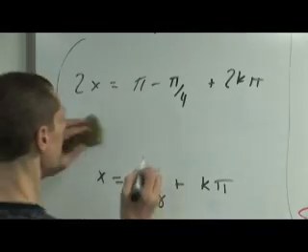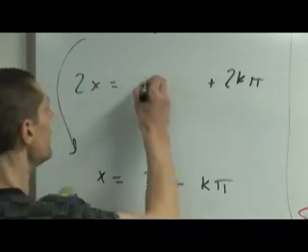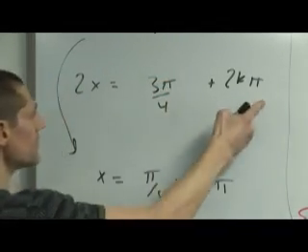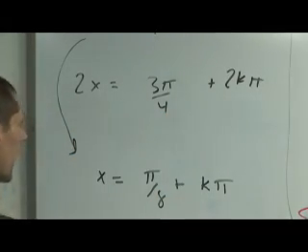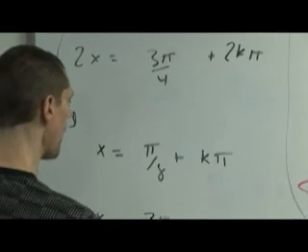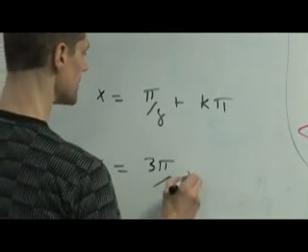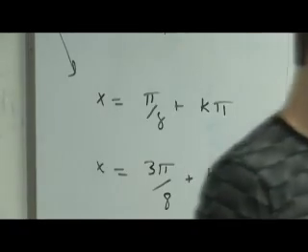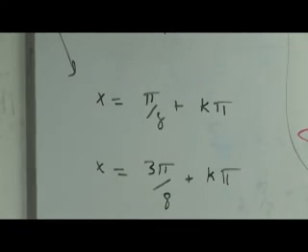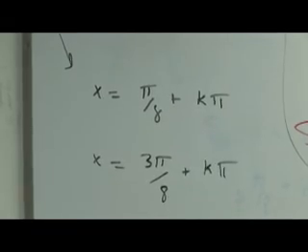So let me save some space. This is 3 pi over 4 plus 2k pi. Now we divide the 2 out of everything here, and we get x is equal to 3 pi over 8 plus k pi. And the first thing that I want to do here is look and see that these are in fact different answers. Those will be missing.